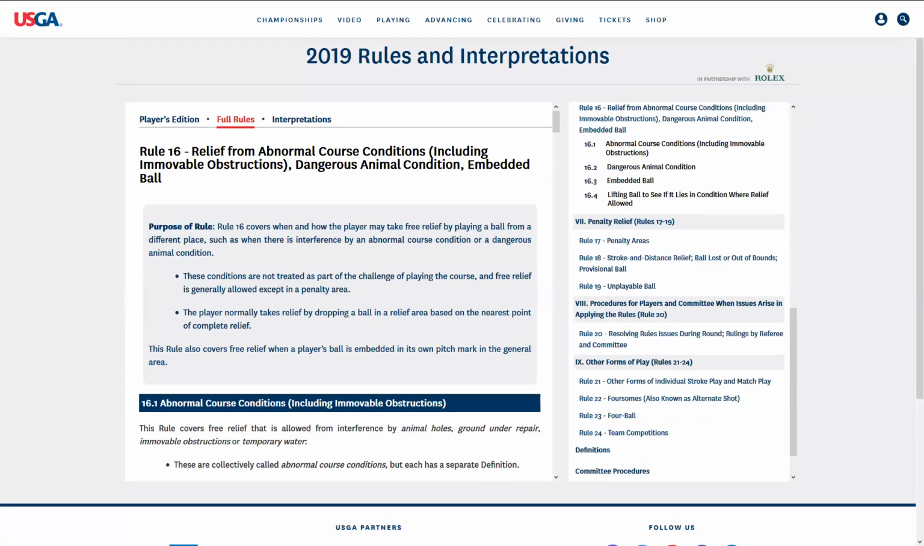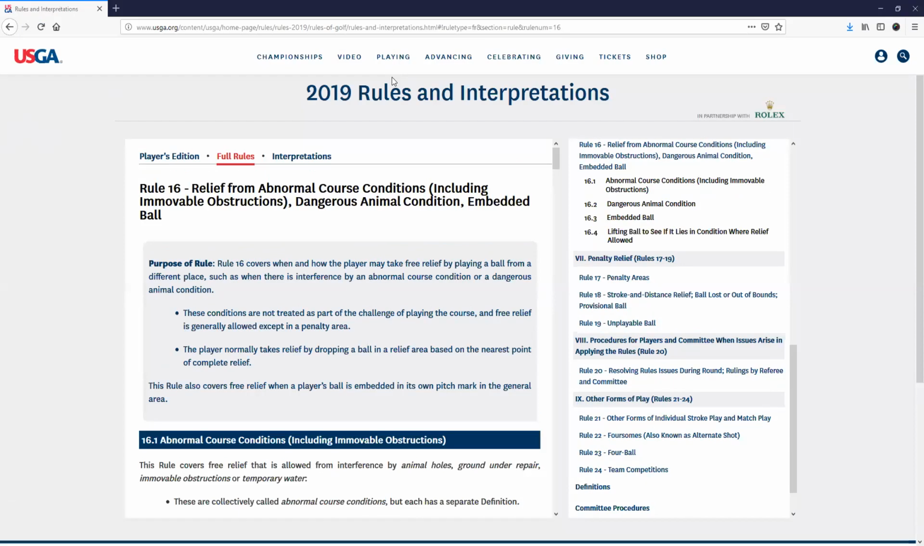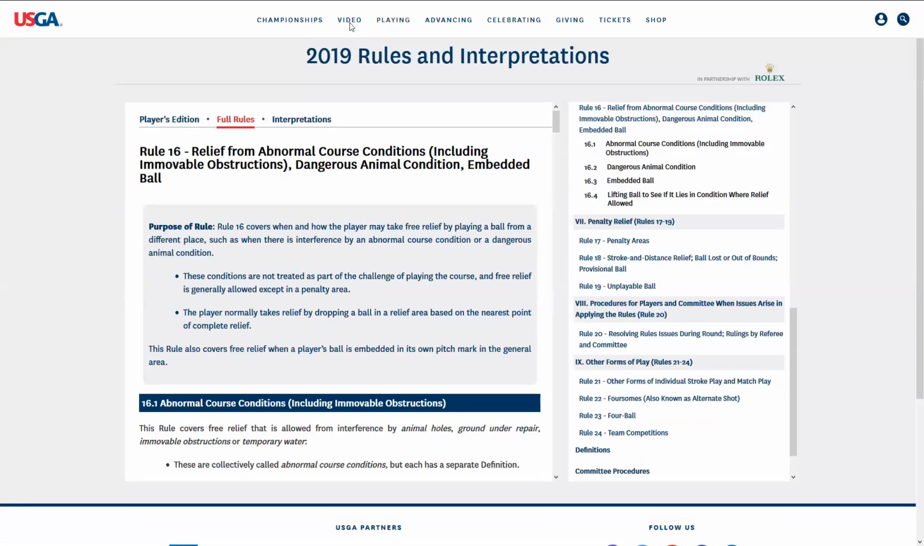Rule 16 is the companion case to Rule 15, and as we saw in Rule 15, you're going to be moving the object that's interfering. When you get to 16, you're going to be moving the ball instead, because basically you can't move the object because it's immovable.